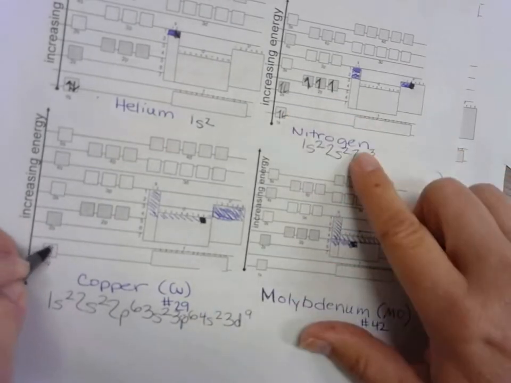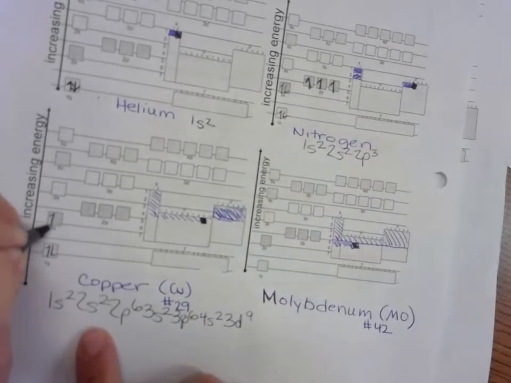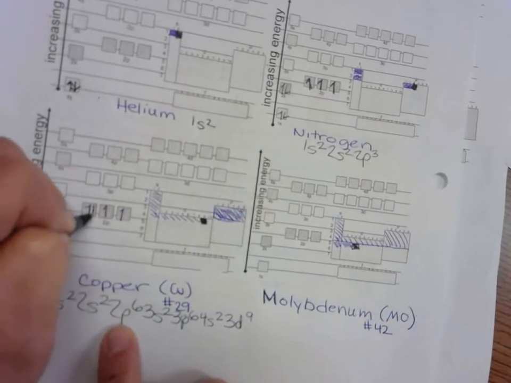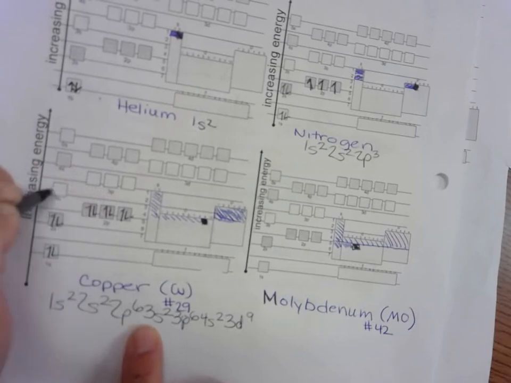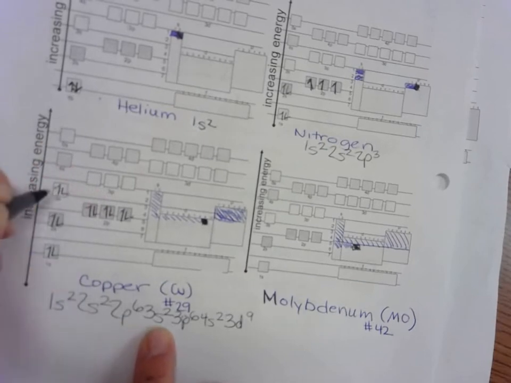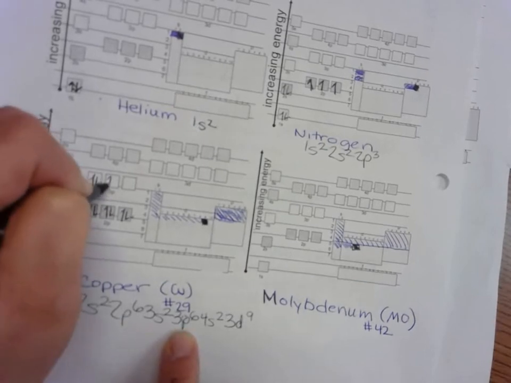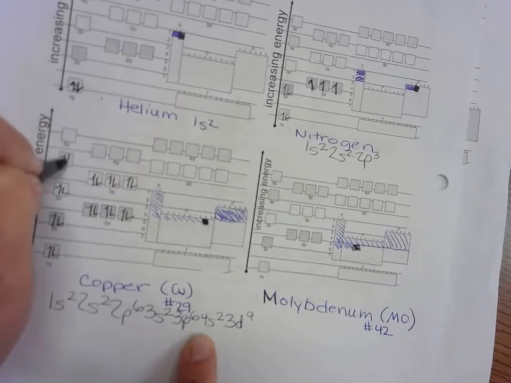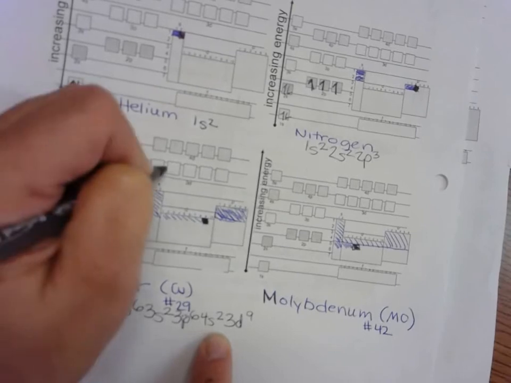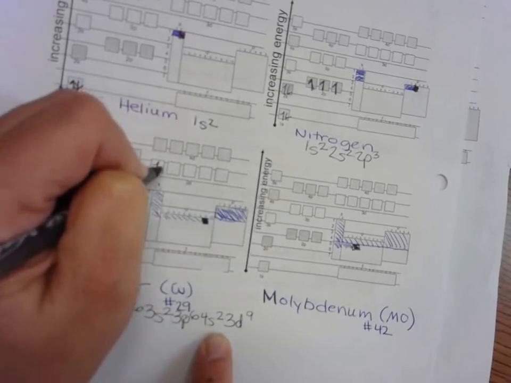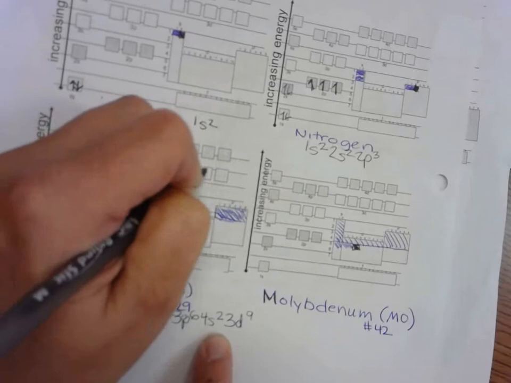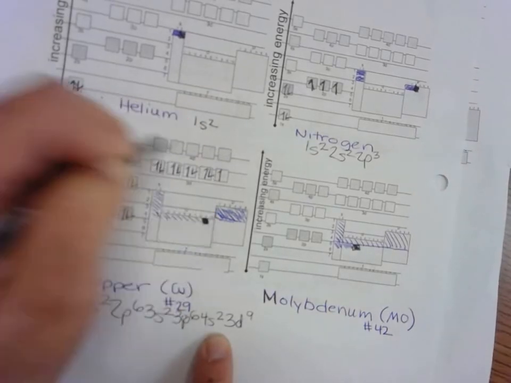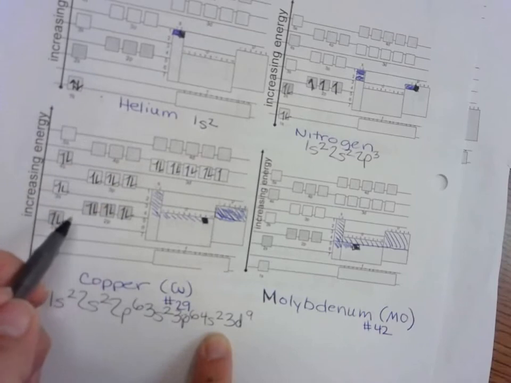So you're just going to do the arrows like we did here. You're going to go up and down for 1s2, up and down for 2s2. You're going to go up, up, up, then down, down, down for 2p6, then up, down for 3s2. The same for 3p6, up, down, all 6. Then you're going to have 4s1, 4s2, and then you're going to go over to the 3d's and go D1, D2, D3, D4, D5, D6, 7, 8, and 9. That's what copper would be.